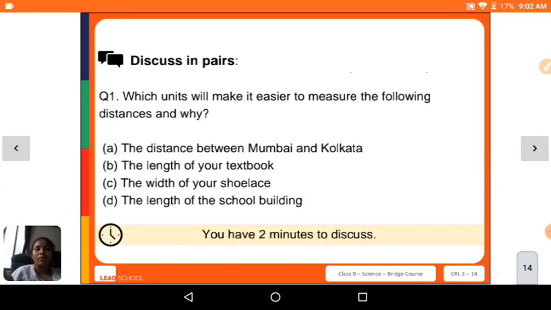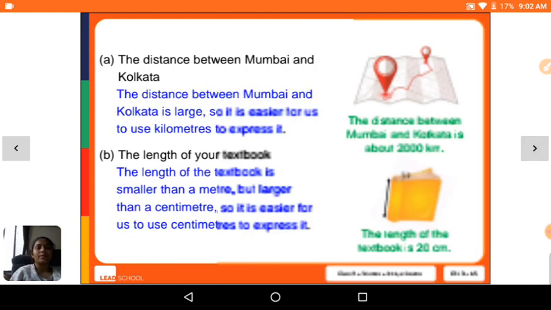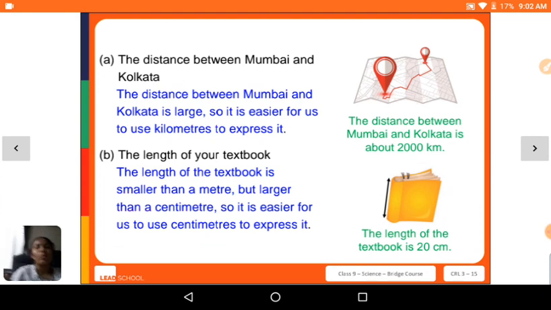More I will give. Which unit will make it easier to measure the following distance and why? The distance between Mumbai and Kolkata, the length of your textbook, the width of a shoelace, the length of a school building. So the distance between Mumbai and Kolkata is larger, so it's easier to use kilometer to express it. The distance between Kolkata and Mumbai is 2000 kilometer.